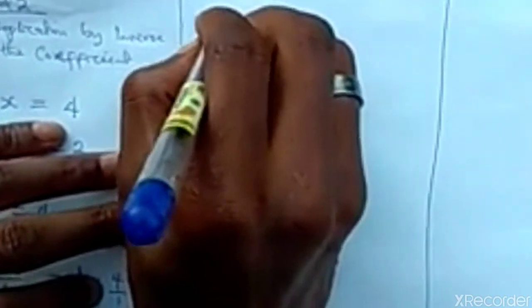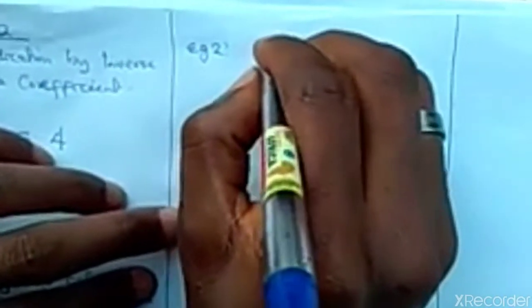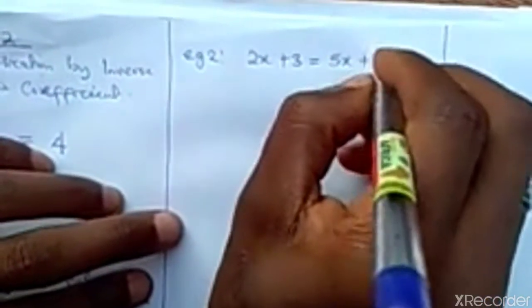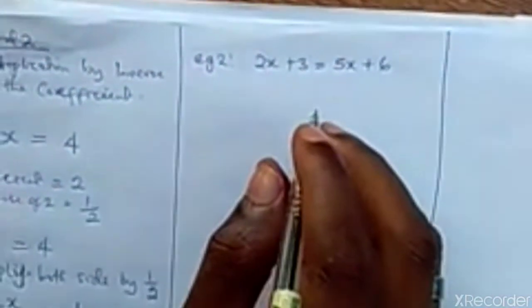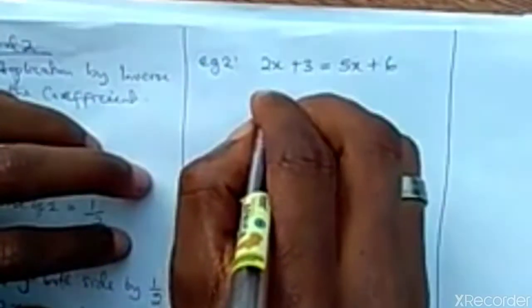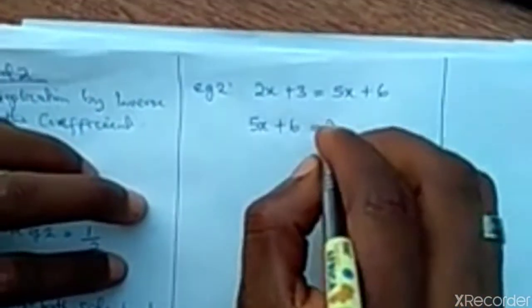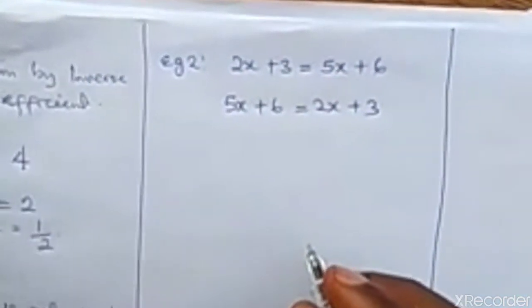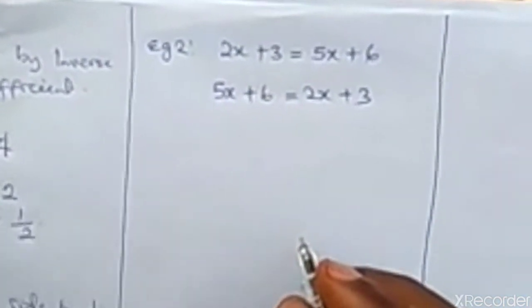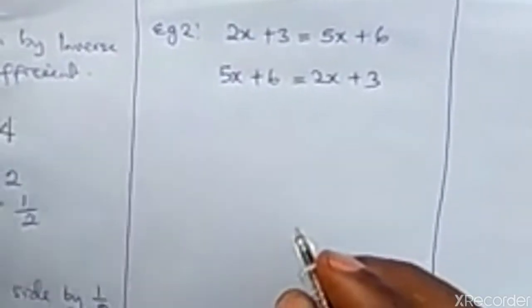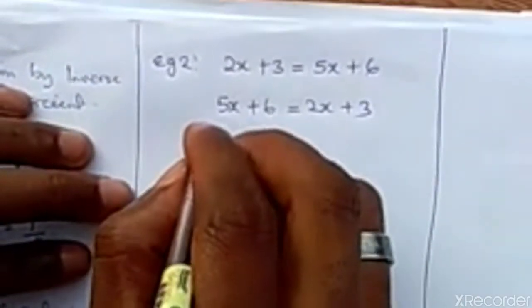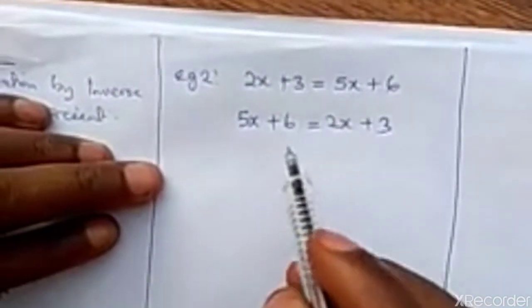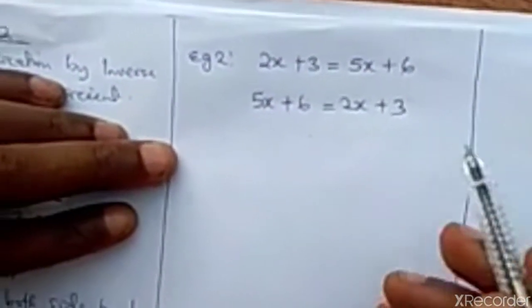Example 2 here. Let us try out 2x plus 3 equal to 5x plus 6. I hope you know we can still rewrite this as 5x plus 6 equal to 2x plus 3. So how do we strike a balance first? Remember, what we need to do first is to strike a balance. For me, I will want all the x's to be at the left hand side and the other numbers to be at the right hand side.